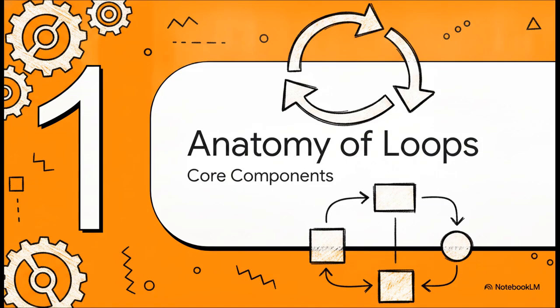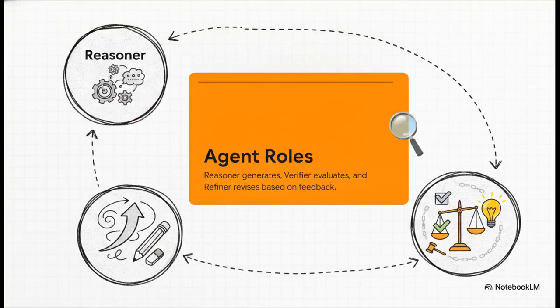Okay, part one, the anatomy of agent loops. Let's make sure we're all speaking the same language here. Regardless of whatever specific framework you're using right now, pretty much every serious agent loop relies on three core roles. First step, the reasoner. This generates your candidate answers. That's your policy. Then you've got one or more verifiers that evaluate those answers, basically acting as the judge or the reward signal. And finally, a refiner that revises everything based on that verifier feedback.